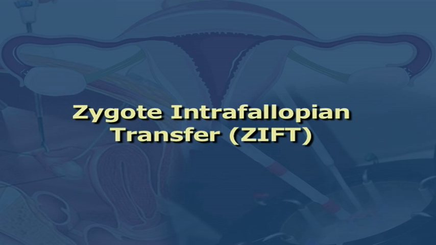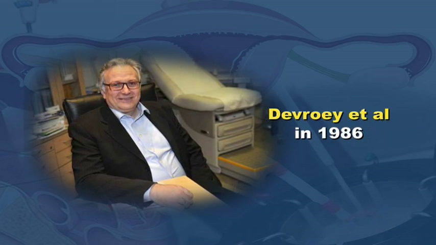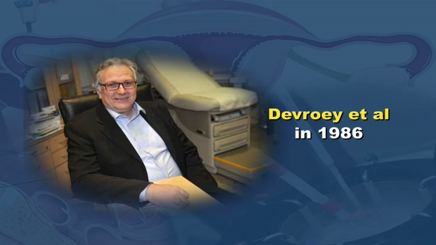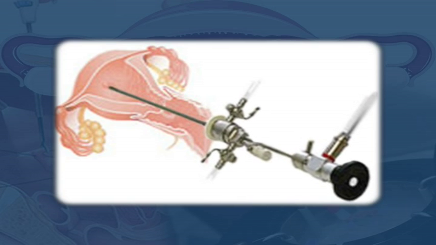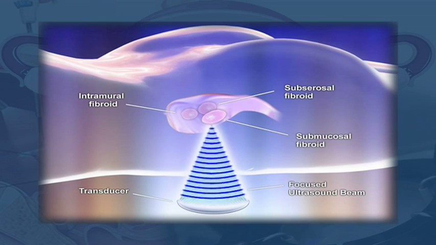Zygote intrafallopian transfer. Zygote intrafallopian transfer was first described by DeVry and colleagues in 1986. The placement of the zygote following 1 day of in vitro fertilization into the fallopian tube can be done either through the abdominal ostium by laparoscope or through the uterine ostium under ultrasonic guidance.